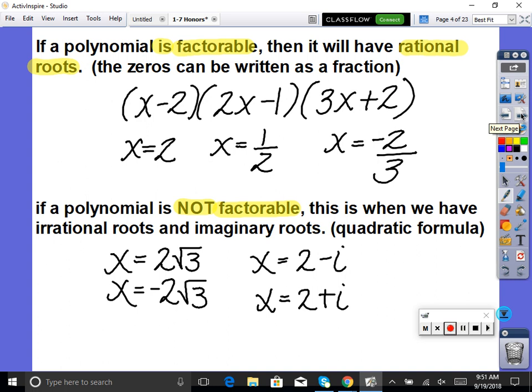Alright, so here's another thing to note. Understanding this is key. If we have a polynomial that can be factored, like we saw in the last unit, then this is always going to be true. If a polynomial is factorable, we will have rational roots, like 2, 1/2, negative 2/3, because if it's factorable, we're able to find these fractional solutions. Does everybody understand why? Now what if it's not factorable? That's when we get irrational roots, such as 2 root 3 and negative 2 root 3, or imaginary roots, 2 minus i and 2 plus i. But if it is factorable, you will be able to have fractional solutions. Are we good? Okay, awesome.